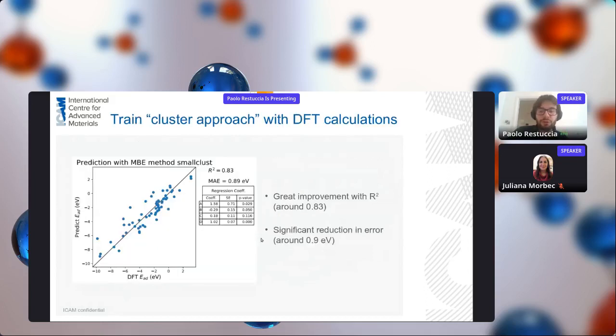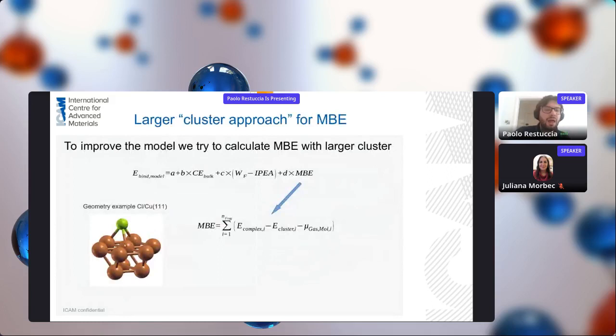When we use this approach, we can see that we have a great improvement. Now the correlation coefficient is around 0.83, definitely better than before, and the absolute error is more than halved. Now it's around 0.9 eV. So what we try to do next is go a little bit larger, and we try to use a larger cluster. In this case, the cluster again resembles the adsorption of a chlorine atom over a hollow site of the copper 111 surface, using 10 atoms instead of just 4, to better resemble the adsorption substrate.